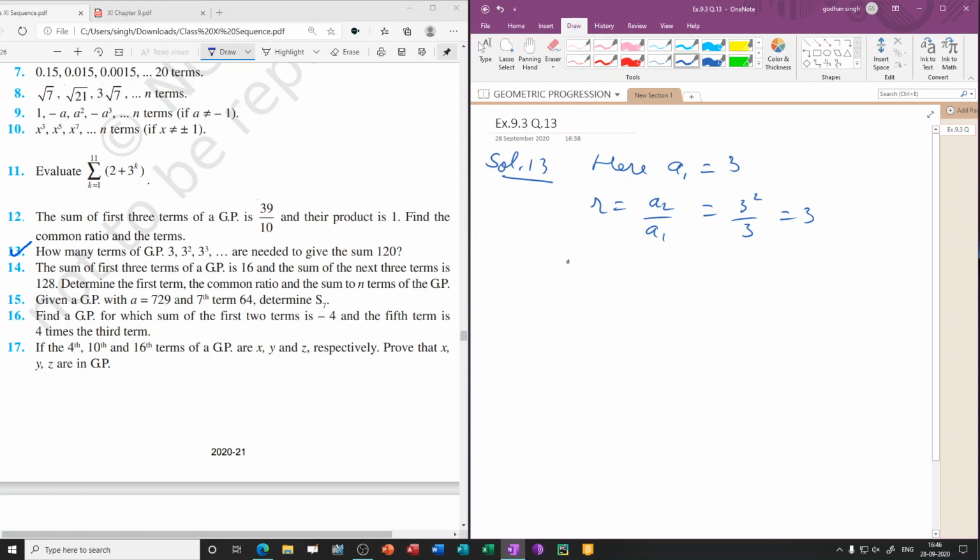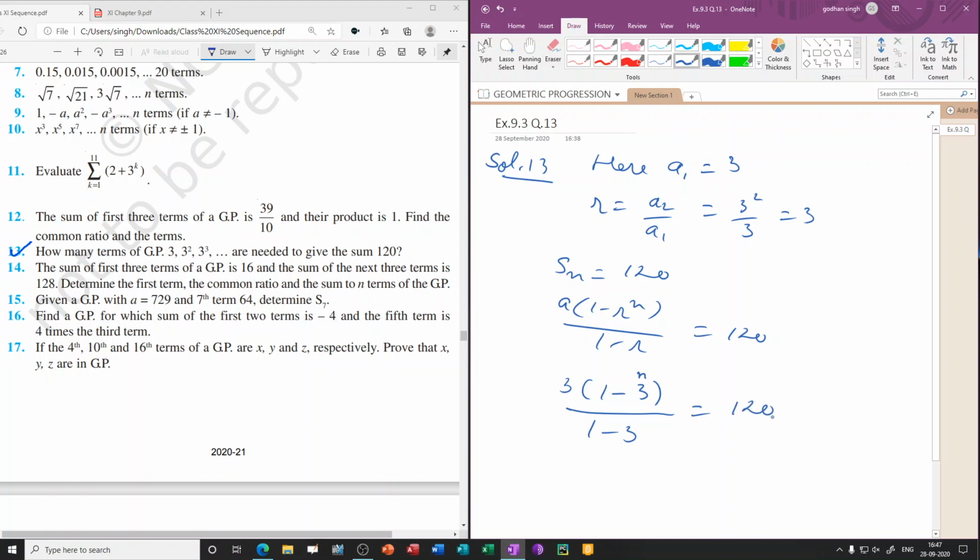So we know the formula for Sn. Sn equals 120, and the formula for that is A into 1 minus R raised to n over 1 minus R, and that is equal to 120. In our case A1 is 3 into 1 minus R, R is 3, 3 raised to, and we do not know how many terms there are, so let it be n, over 1 minus 3 equal to 120.